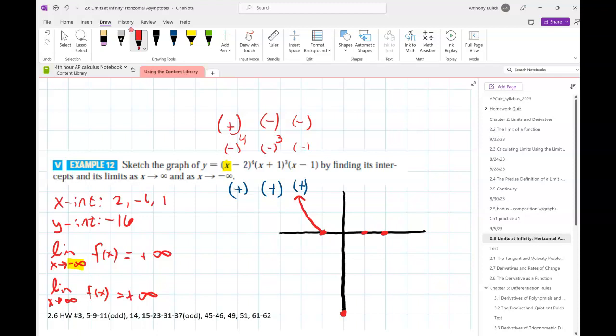Now at +1, the exponent here is 1. So how should this pass through the intercept? Oh, I'm sorry, we're looking at this one. The exponent is 3. How should that pass through? Chanel? I have actually a question.